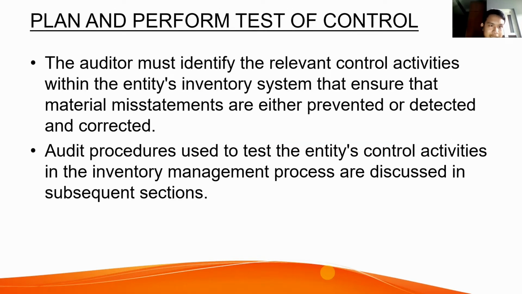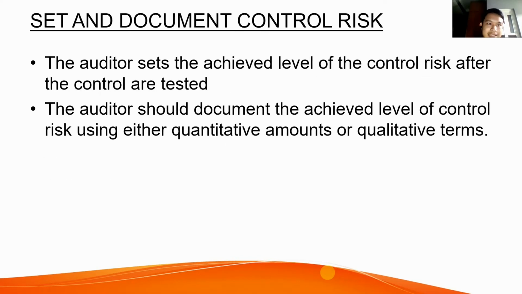Okay, plan and perform tests of control. The auditor must identify the relevant control activities within the entity's inventory system that ensure that material misstatements are either prevented or detected and corrected. Audit procedures used to test the entity's control activities in the inventory management process are discussed in a subsequent section. And the last one is set and document control risk. The auditor sets the achieved level of control risk after the controls are tested. The auditor should document the achieved level of control risk using either quantitative or qualitative terms.